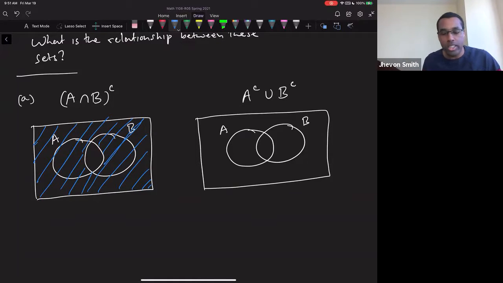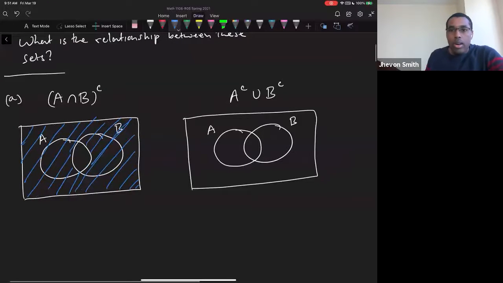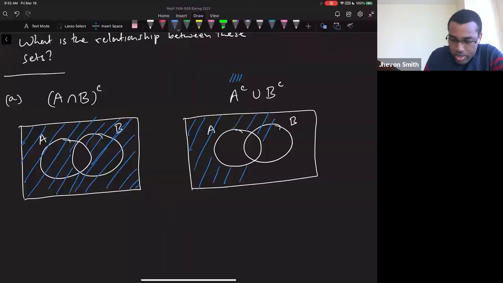The box is the entire universe. So I know the intersection was what A and B have in common. I literally want everything other than what A and B has in common, right? That's the point of the complement. Now let's look at A complement and B complement and take the union. So let's say I wanted to shade A complement. What does A complement look like if I wanted to shade this in blue? Is that everything but A? Everything, literally everything outside of the A circle.